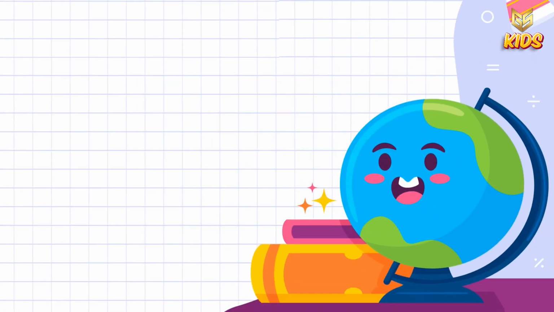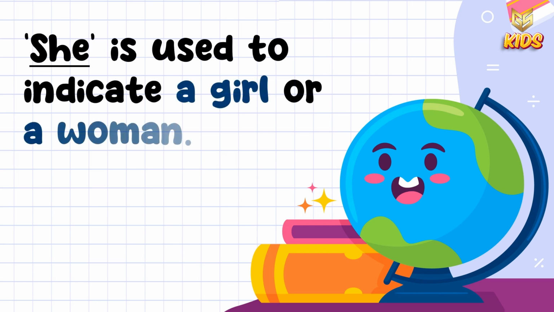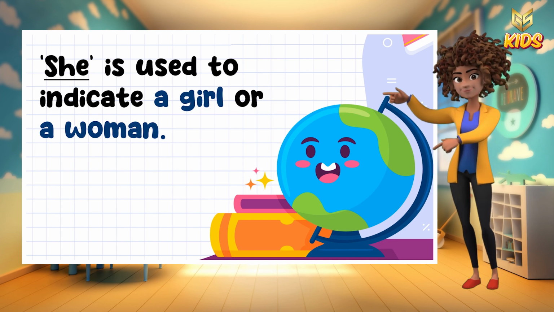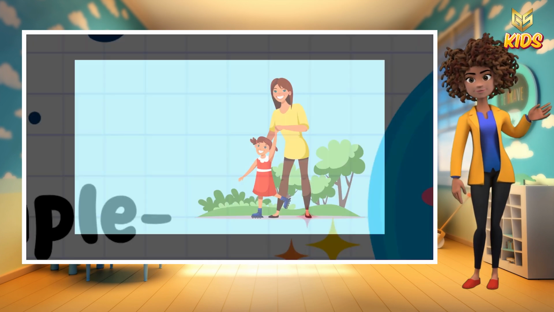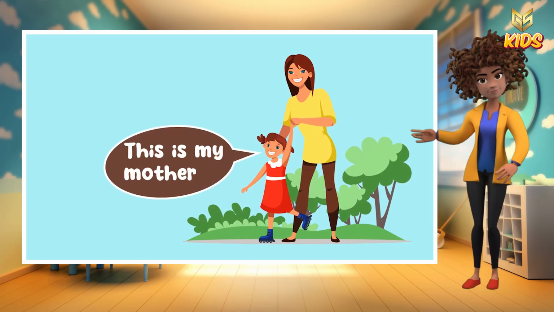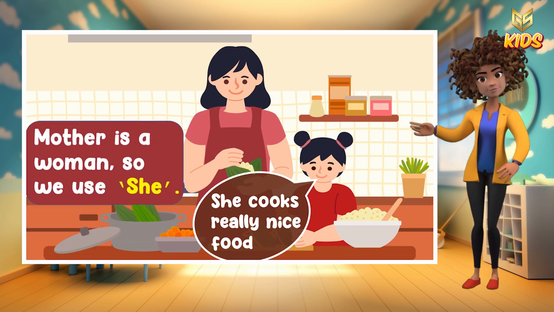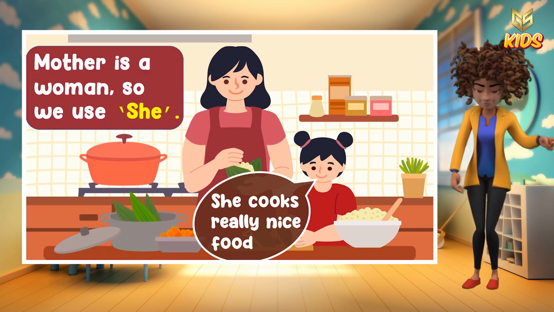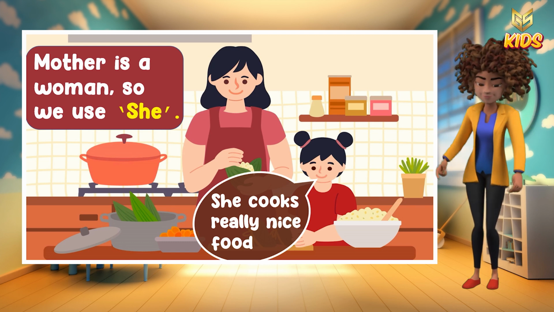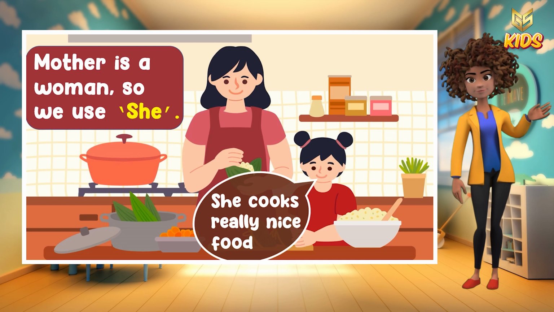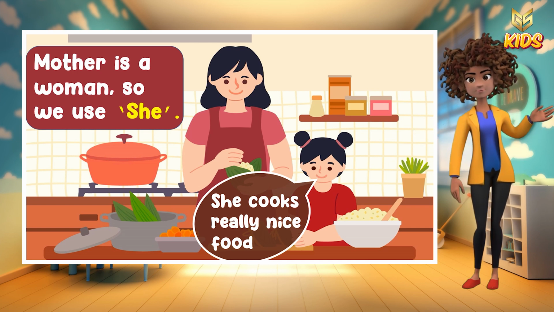Now the next is she. She is used to indicate a girl or a woman. For example, this is my mother. She cooks really nice food. Now mother is a woman, so we use she. This is my mother and she cooks really nice food. So here she indicates a woman.